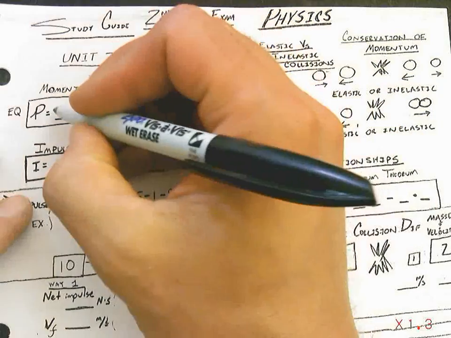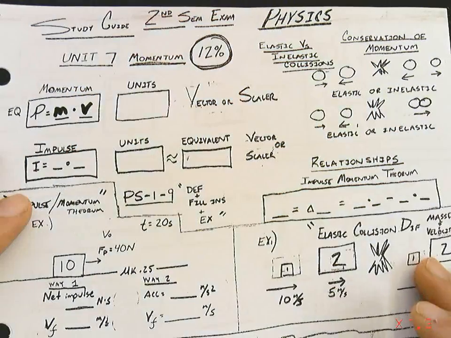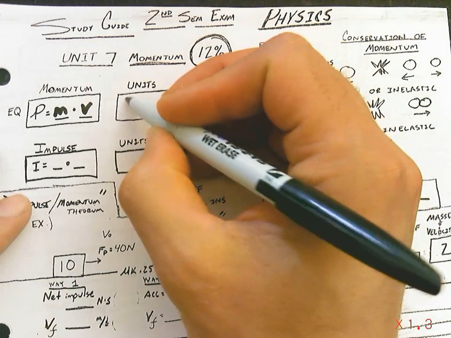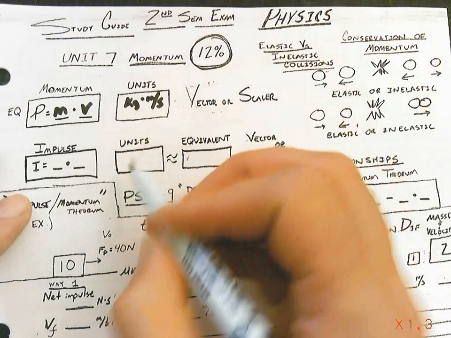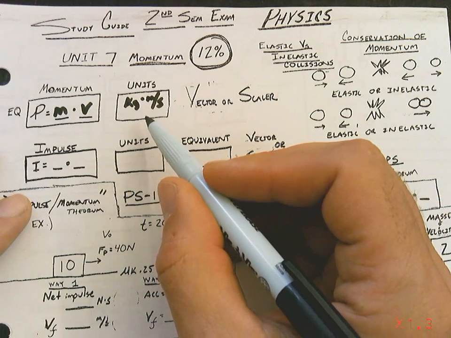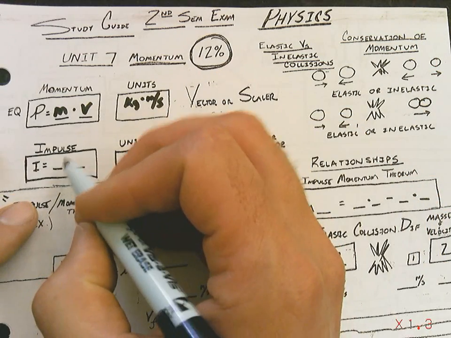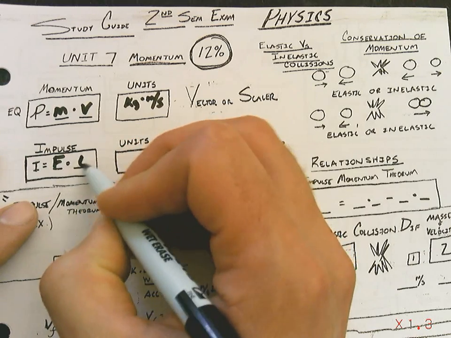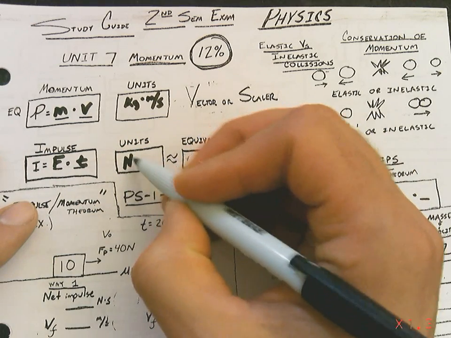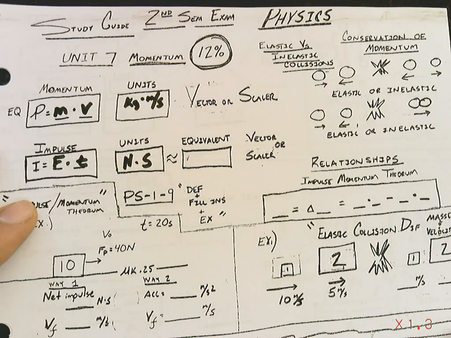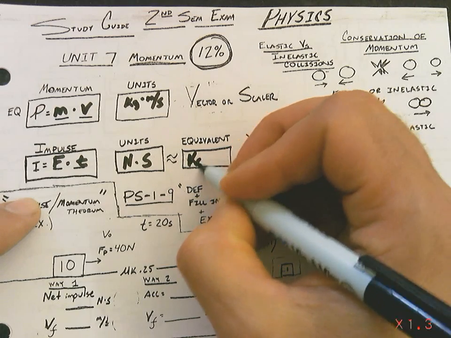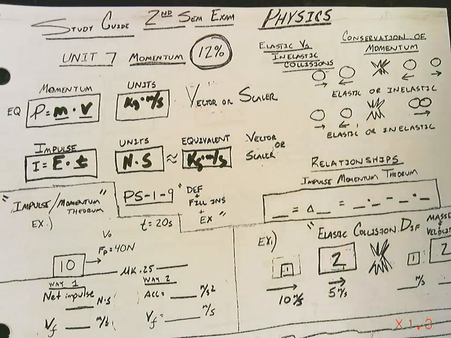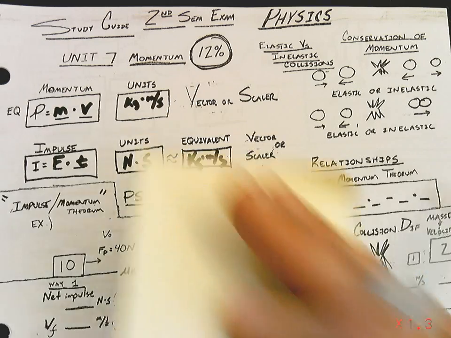Momentum is mass times velocity. Its units are either kilogram times meter per second, or in a minute we're going to learn that it can also be a Newton times a second, but we'll see that in just a second. I'm getting into impulse, which is force times time. So force is newtons, time is seconds. And that gives you the units for impulse. The equivalent then could also be a kilogram times a meter per second.